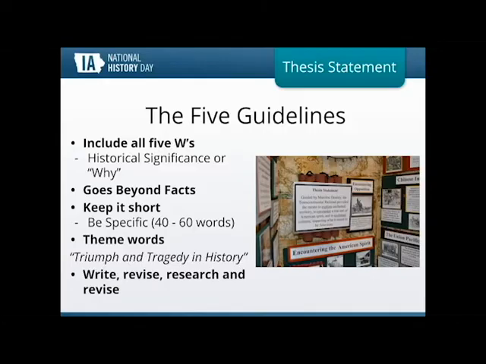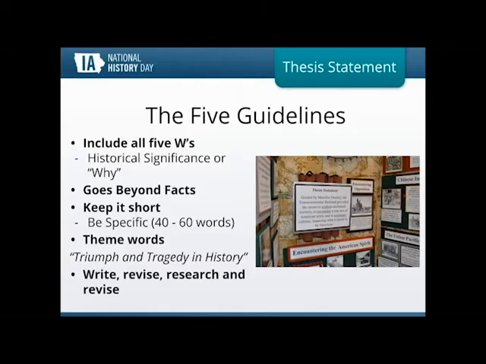We don't need to see every detail of the topic in the thesis. So save those beautiful facts that you found for your student-composed words in your project. It goes beyond those facts. The thesis statement is your argument, your claim. In other words, the thesis statement should clearly share the point that you are trying to make. You want the judge to quickly understand what your belief is, and here's how I'm going to defend it. Keep it short.